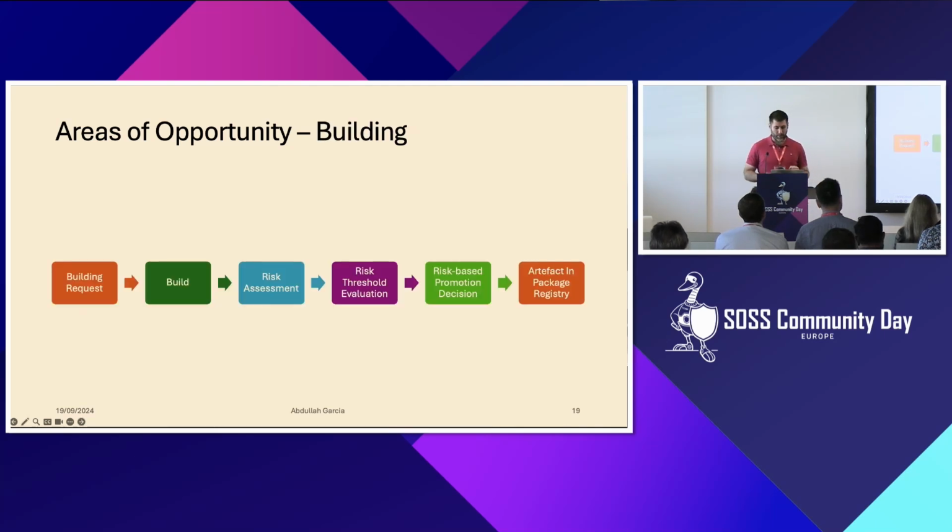Now, from a building perspective, same thing, right? You build something, you produce basically your build evidence. We have seen that already. You might have an SBOM being produced. You want to check that the environment variables of the environment that built your package are captured. You want to check what dependencies are installed in that environment so that it's not being corrupted, right? And then you do, again, the same thing: risk assessment, risk threshold evaluation, and risk-based promotion, right? And you put it into the package registry.